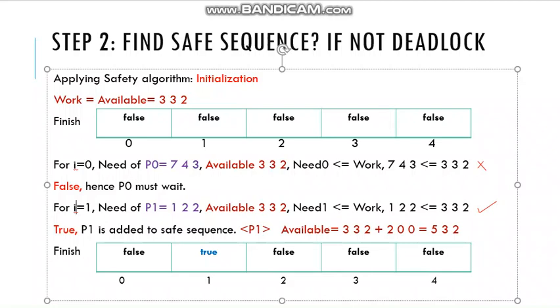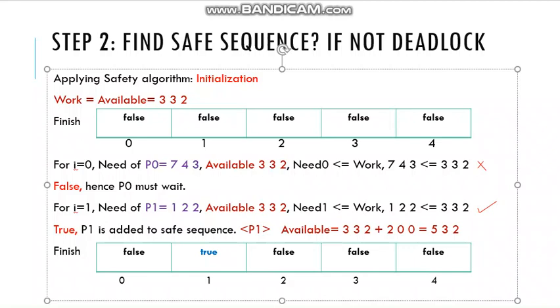Going on with the next one, the next process is P1. How much is the need? 1, 2 and 2. Then available is, yes, 3, 3, 2, the initial available of our initialized resources. Then is need 1, 2, 2 less than work?